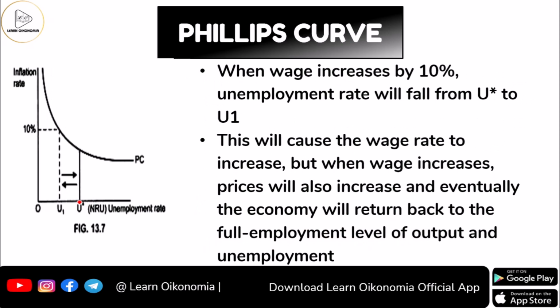Now if the wage increases by 10%, you can see that the unemployment would be falling. Earlier unemployment was U star, but now it will fall to U1. So this will make the wage increase, right? But when wage increases, price will also increase due to the reason that I have already told you, and as a result, the economy will come back to the equilibrium position, which would be a full employment state, and this point will show the full employment level of output as well as unemployment.